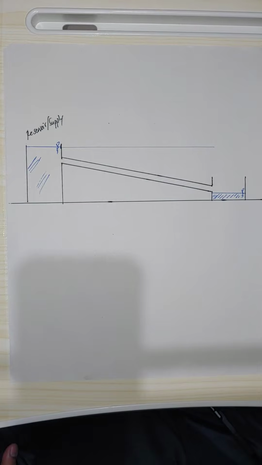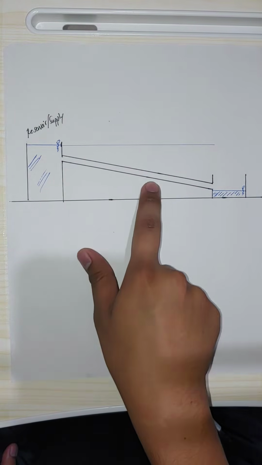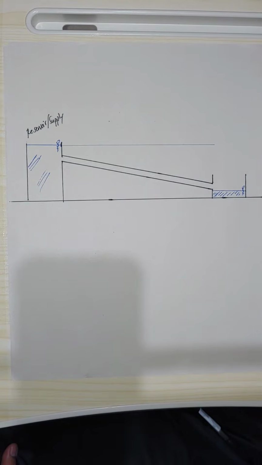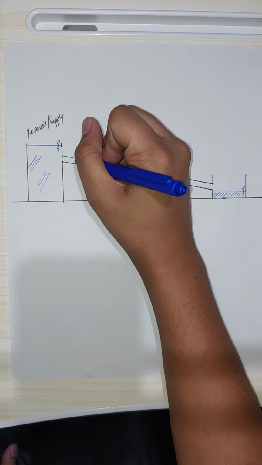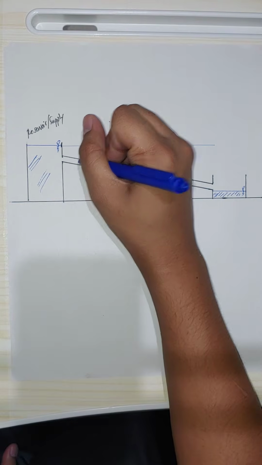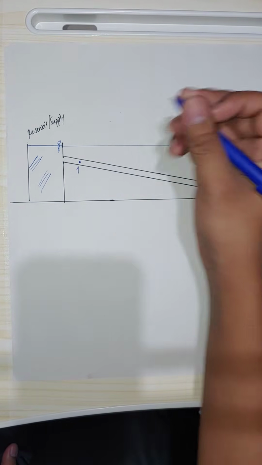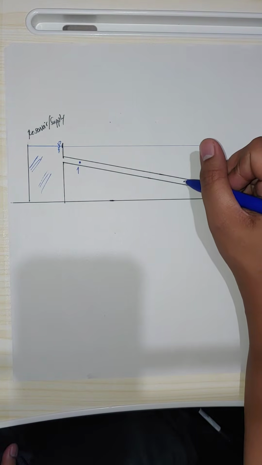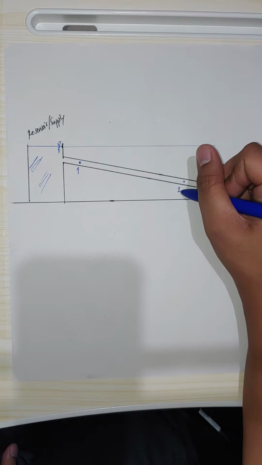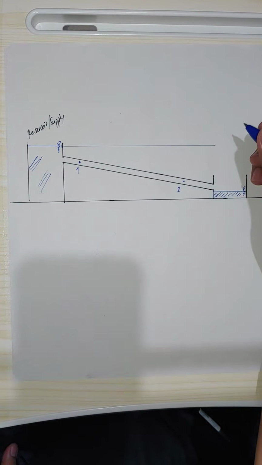We will discuss that later. Here we have a reservoir, and then we have a pipe here. Let's say we have two points here. Earlier we discussed the energy grade line. Let's call this point 1, and this point 2. So what is at point 1 and point 2?